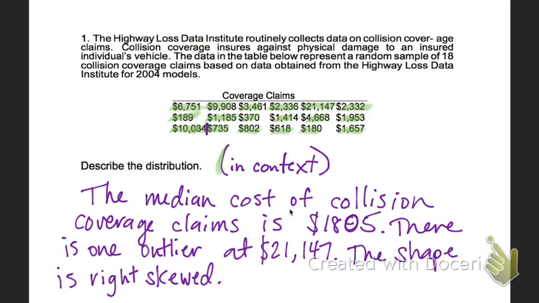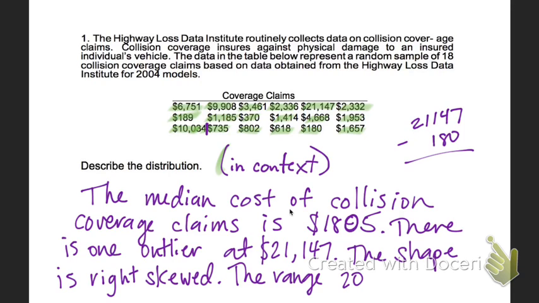And then the last S stands for spread. So I could either give standard deviation, IQR, or range. I normally give the range. So what would the range be on this? If I'm doing max minus min, my max is 21,147 and my min is 180. So if I subtract those, what do I get? 20,967.